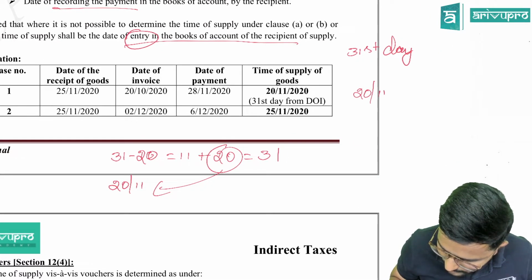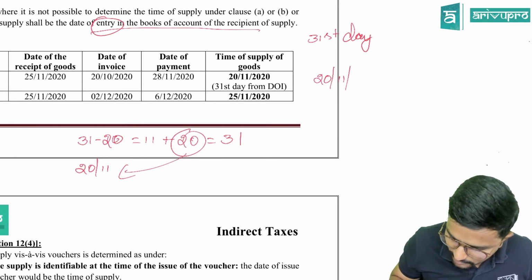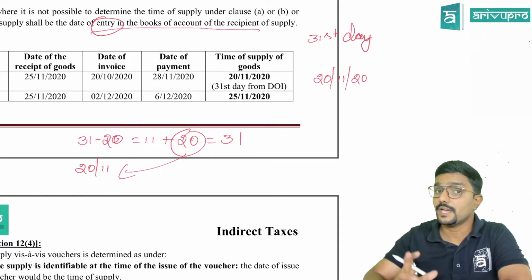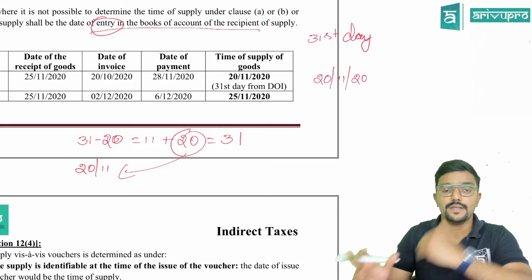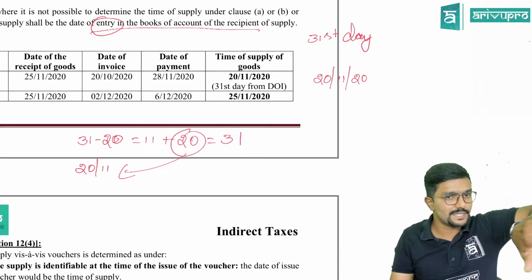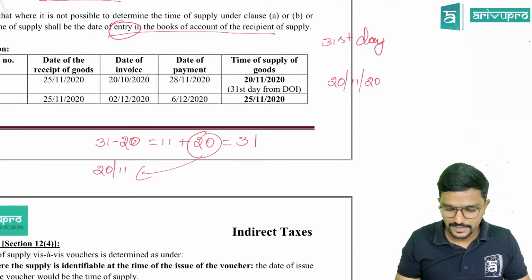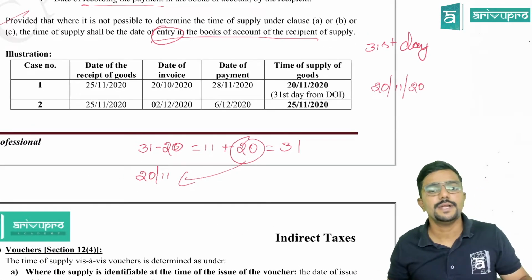20th November, which is the 31st day from the date of invoice. Please be careful, guys. You need to take the 31st day, excluding the date of invoice. Don't take that into count. 31st day from there. Clear? Yes. Next. Date of invoice.